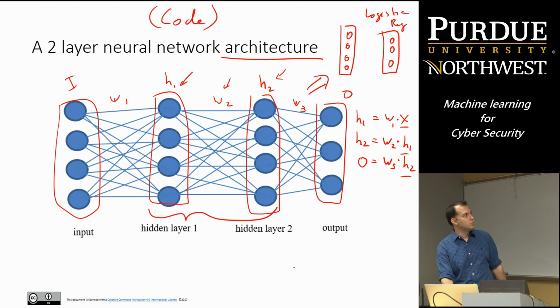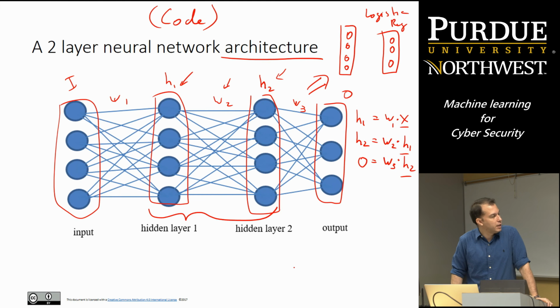So this is a 2-layer neural network, right? You can see there you have your input, your hidden layer 1, hidden layer 2, and the output. Notice here, this is how in the code we will capture this architecture. Right, so this is very important.